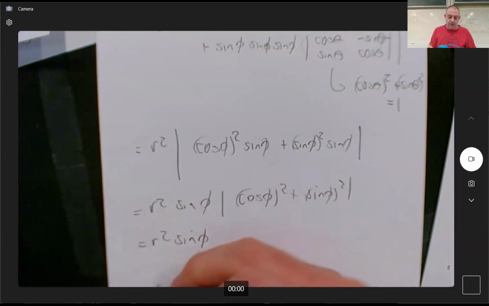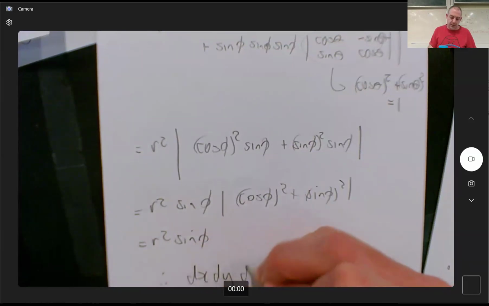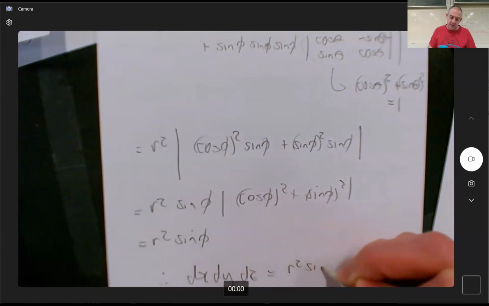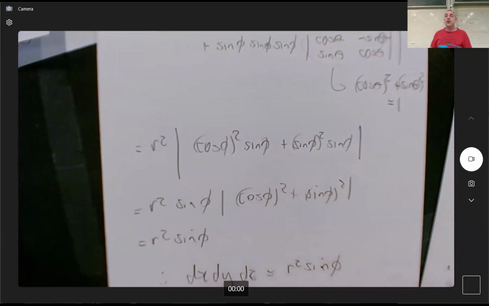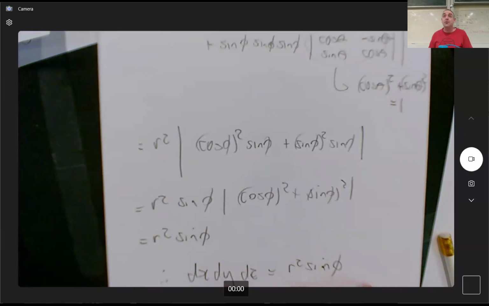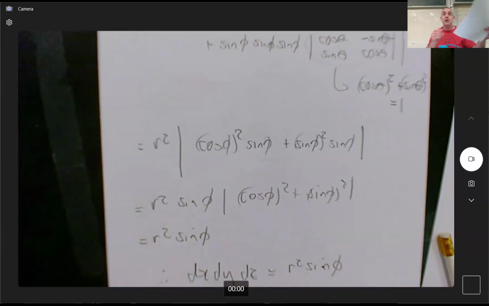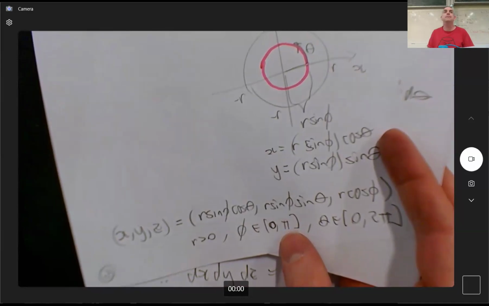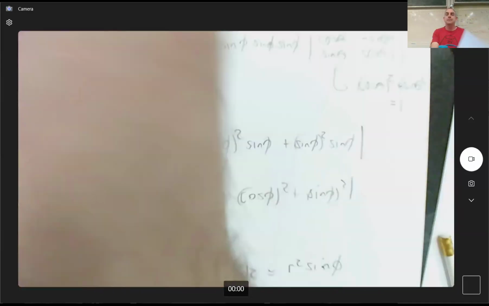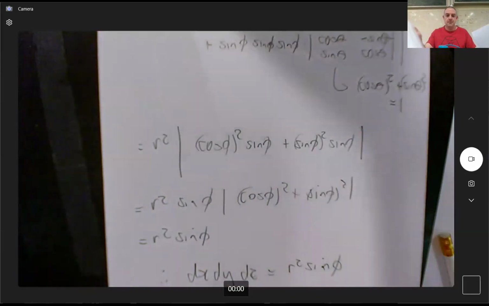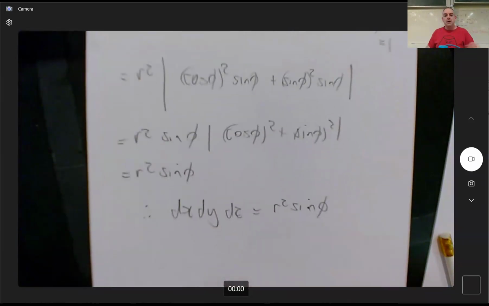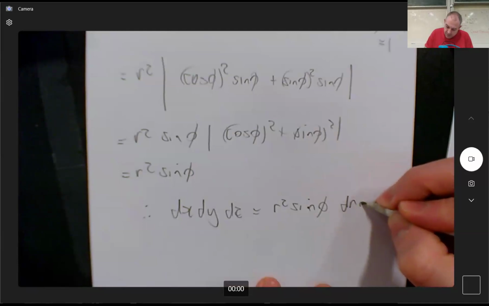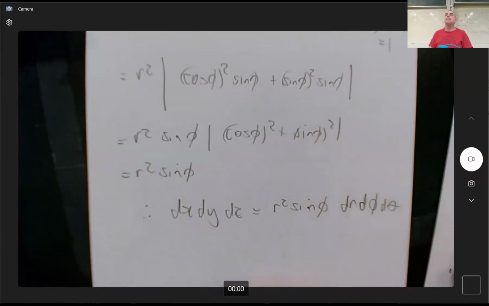Yeah, and so therefore dx dy dz is r squared sine phi. And I just want to check something. This is supposed to be a positive number because we were supposed to take the absolute value. That's okay because phi was between 0 and pi, all the way back here. And sine is positive there. So it's all good. Just a second, dr d phi d theta.